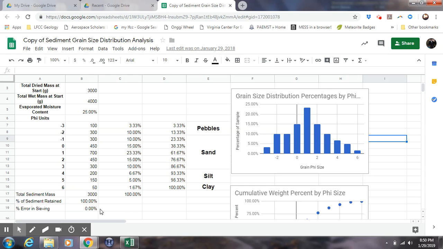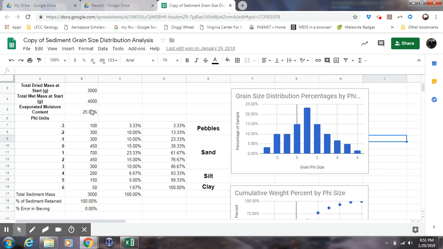This spreadsheet also calculates percent error, but because it's an example, and I didn't actually have any loss, there's no percent error. The only thing that's different here, of course, is moisture content. Now, your samples were all 100% dry, or pretty close to that anyway.